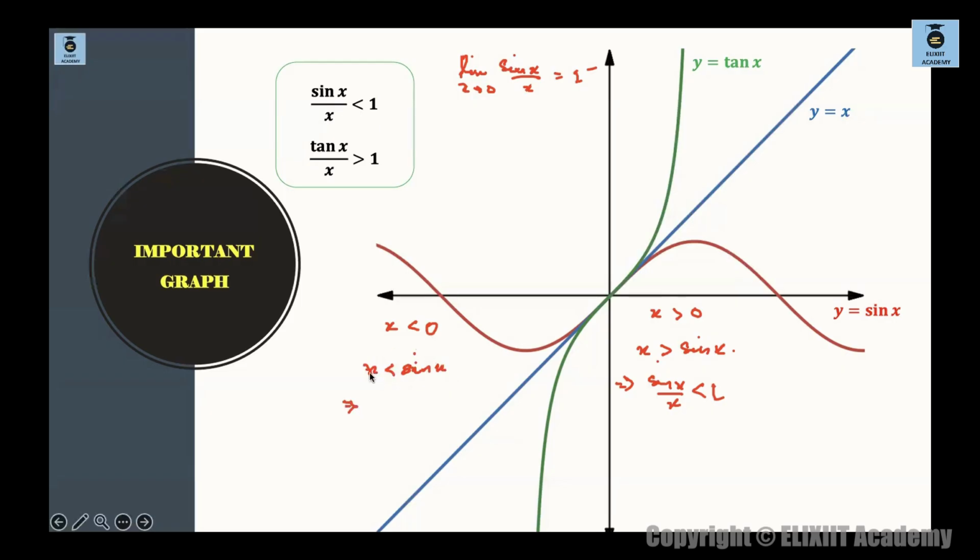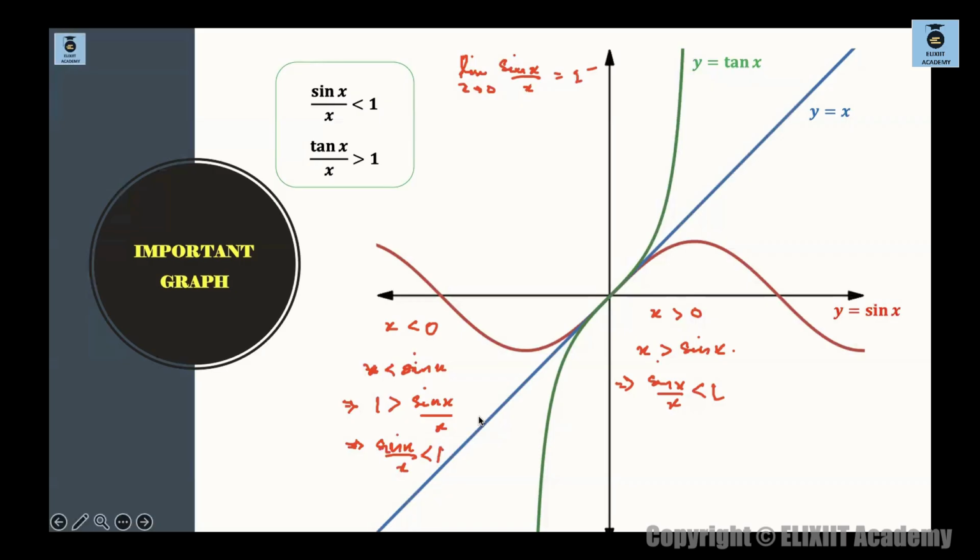So once you are dividing over here, be very careful. If you are dividing by x, be very careful. The orientation of the inequality will change, because here x is a negative quantity. Be very careful over here. So in any case, sin x upon x is less than 1. In any case, sin x upon x is still less than 1. So this is basically 1 minus.